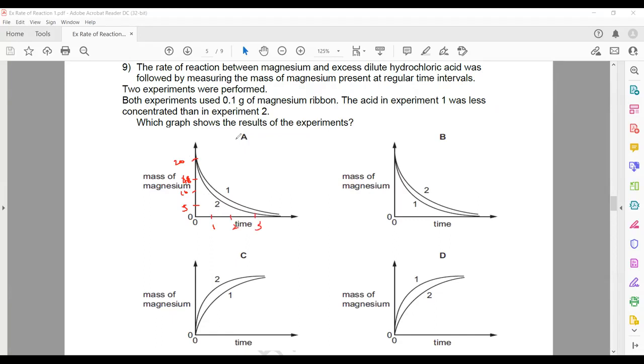So after 1 minute, for experiment 1, the mass is 18 or 15. But for experiment 2, the mass is 10. So it means in experiment 2 the mass changes more than experiment 1, or experiment 2 is much faster than experiment 1. Is the discussion clear? C and D cannot be, because in C and D the mass is increasing, but in the practical the mass has decreased. Is it clear now?